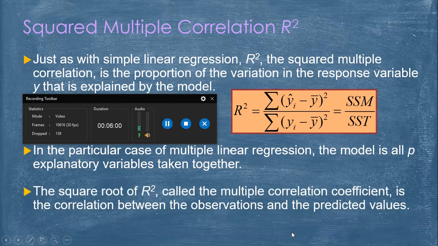If you do take the square root of R squared, you'll come up with the multiple correlation coefficient. It would be equivalent to R in simple linear regression. We don't always do this. It's rare that I've seen it, but it could be found.